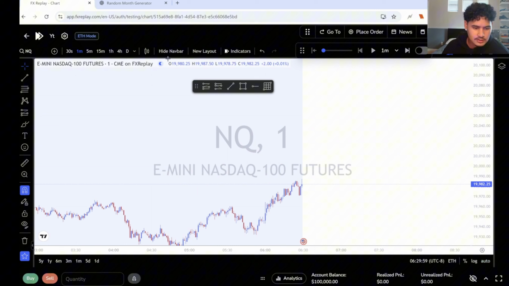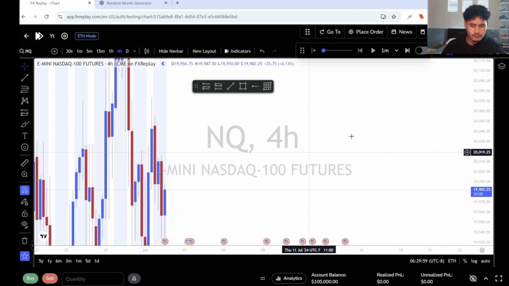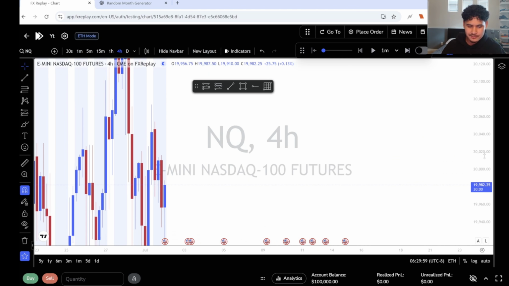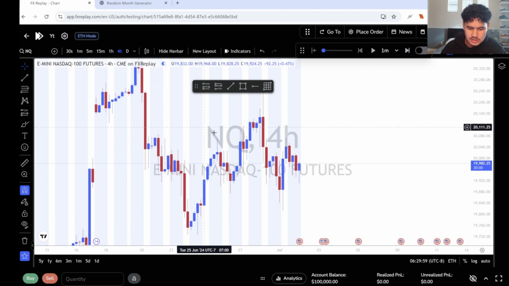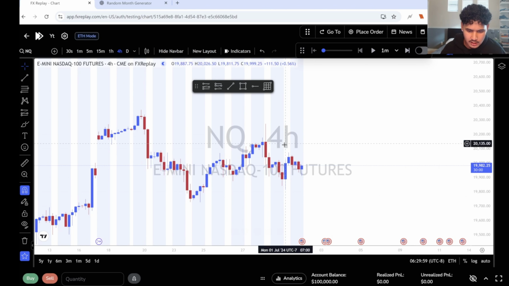First thing I always do when starting my analysis, I have a pre-market analysis. So I always start on the higher time frame. Where is price trending? For that, I look at the 4-hour and see exactly where price wants to go. Looking off of this 4-hour, this just looks like a big range. Price isn't really going up or down. It's kind of just going sideways.